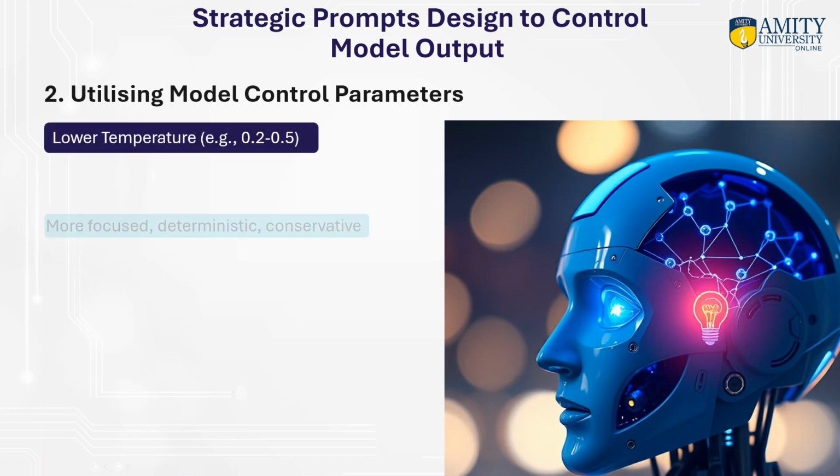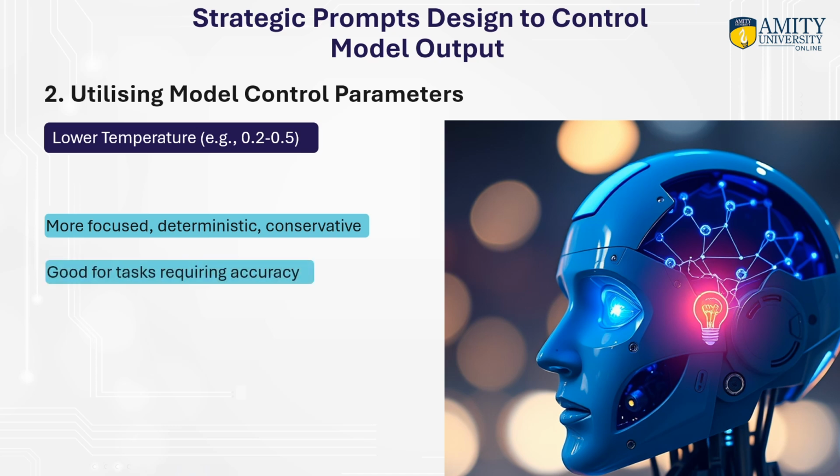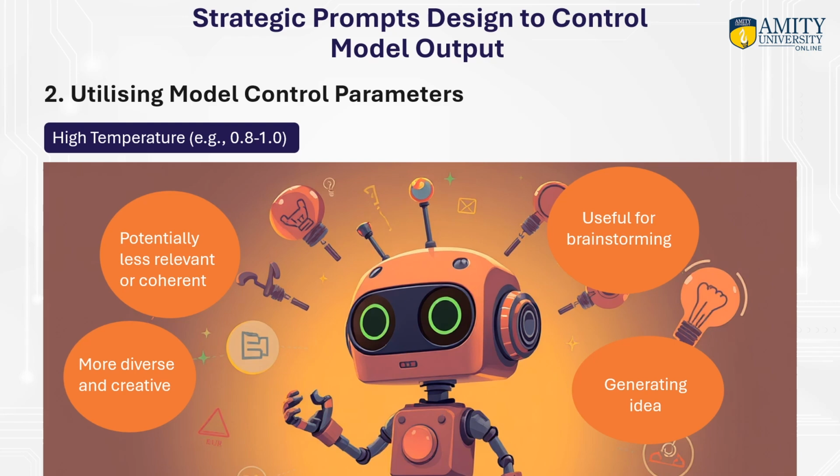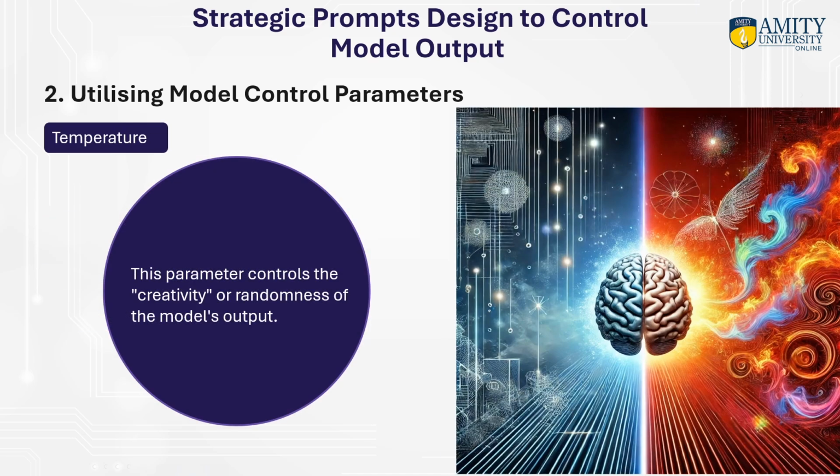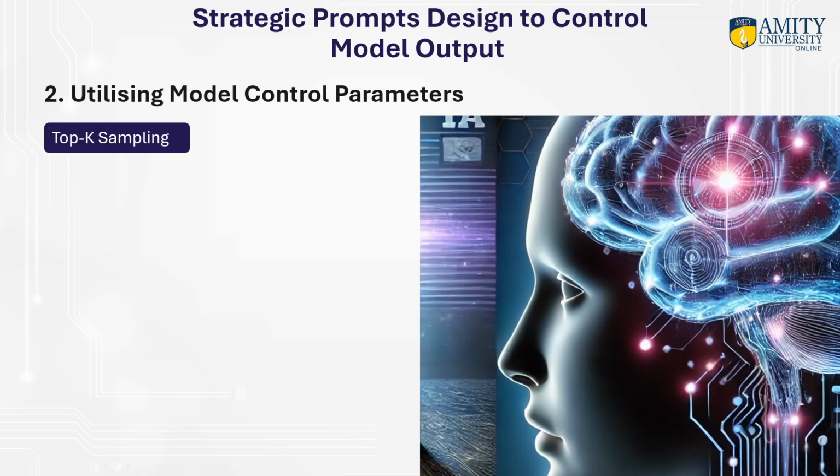But let's suppose you want a more focused or deterministic conversation. Lower temperature values are good for tasks which require higher accuracy and more correctness in your outcome. So higher temperature is for more creativity and randomness, and lower temperature is for more focused, deterministic and conservative tasks. This is one of the model parameters which you can use to control the creativity or the randomness in your model's output. The next model controlling parameter is top K sampling.